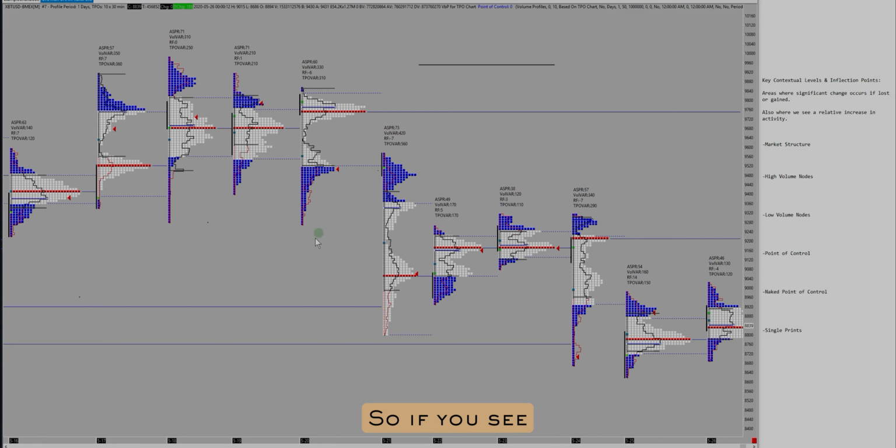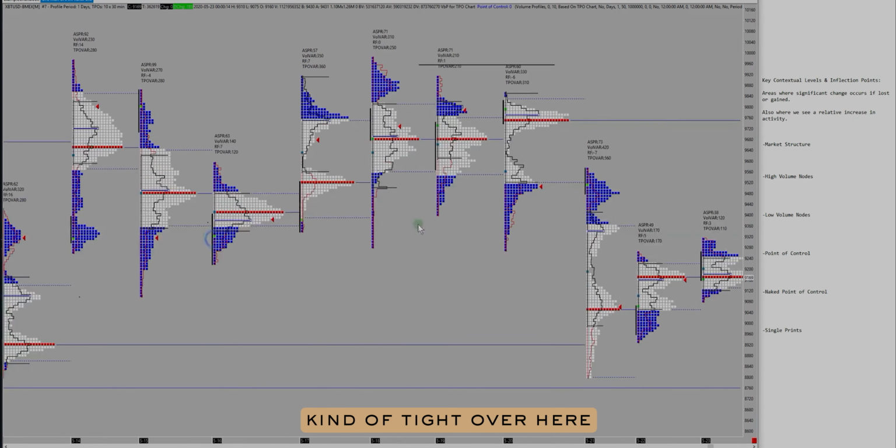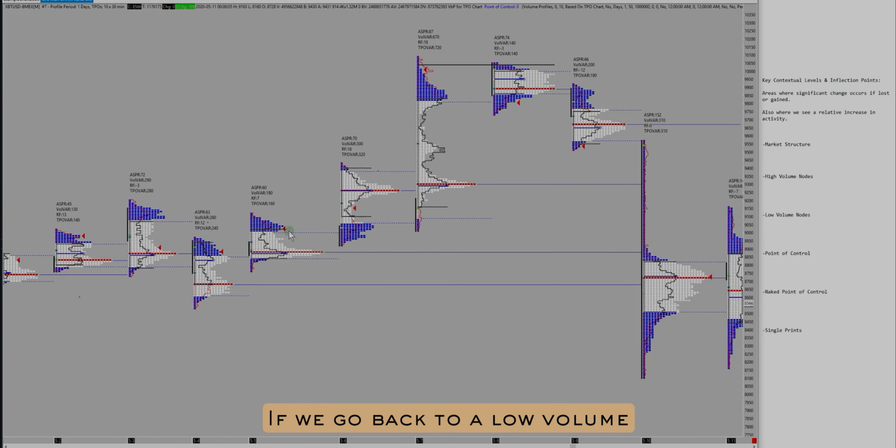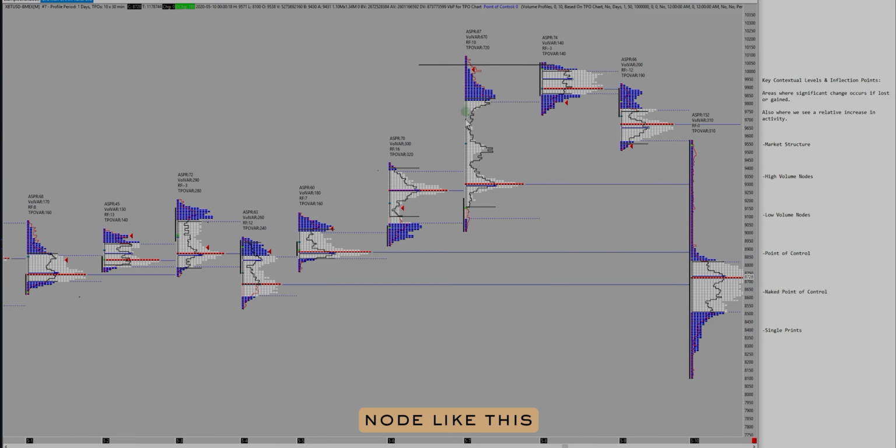If you see, and we'll find a better example because these are kind of tight over here, if we go back to a low volume node like this, if you see that we're trading into this, we should see that initially it's going to act as support. So here's your low volume drop off right there. You see the single prints within the structure.